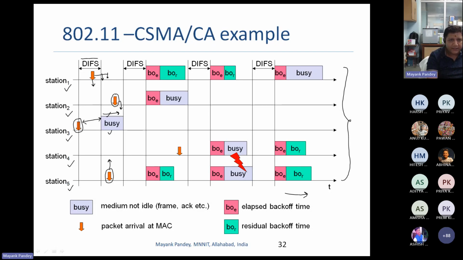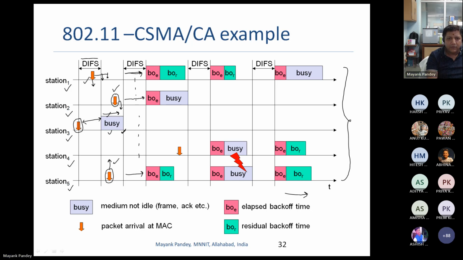Now what will happen? After station 3 has transferred a frame, all these 3 stations, stations 1, 2, and 5, keep on sensing the channel. After the medium becomes free, they all will wait for DIFS. Station 1 is waiting for DIFS, station 2 is also waiting for DIFS, and station 5 is also waiting for DIFS. During the DIFS time, the medium is again free.